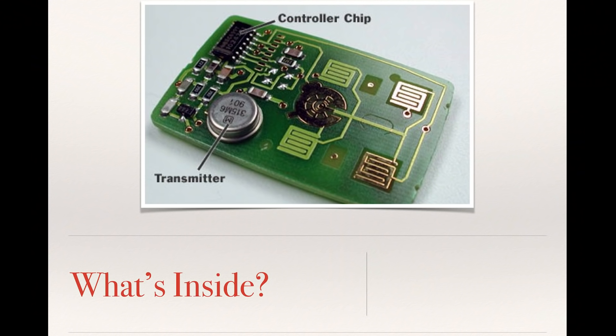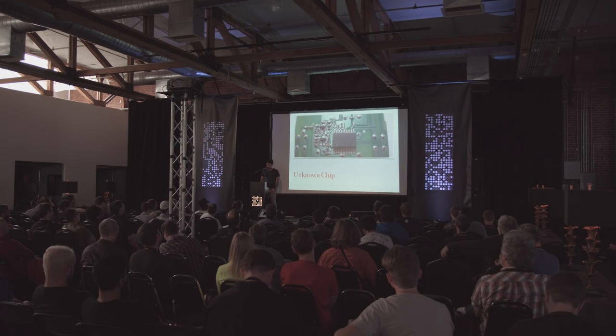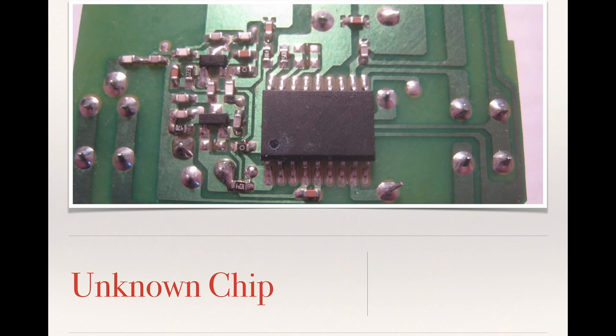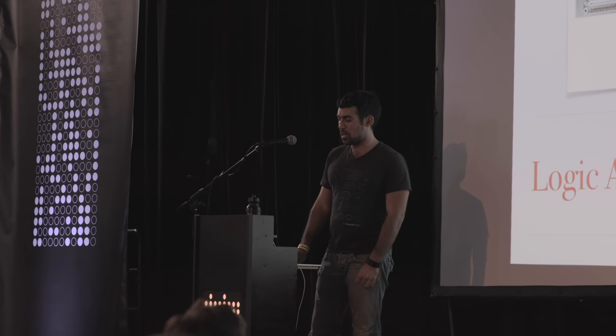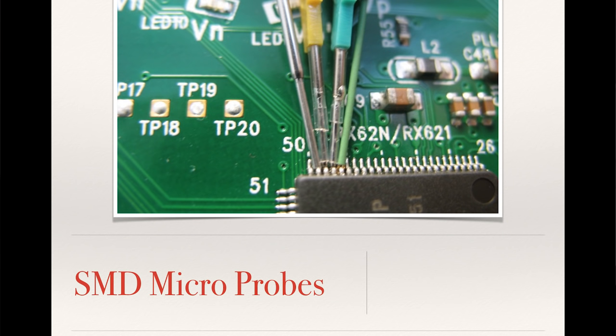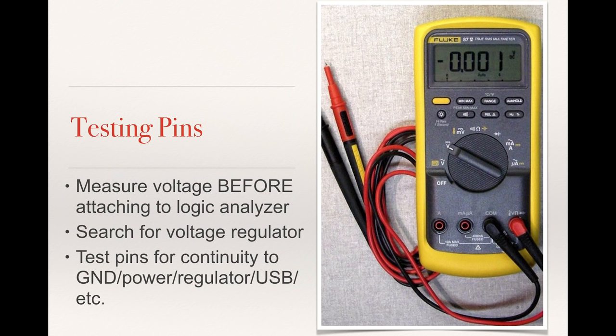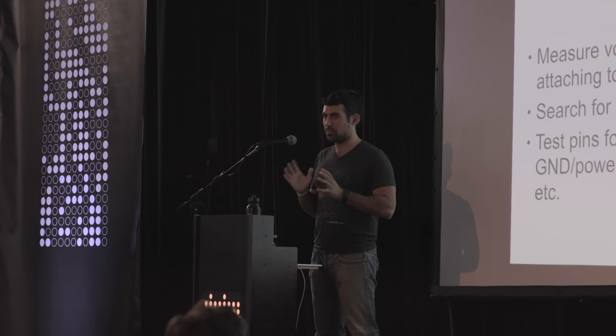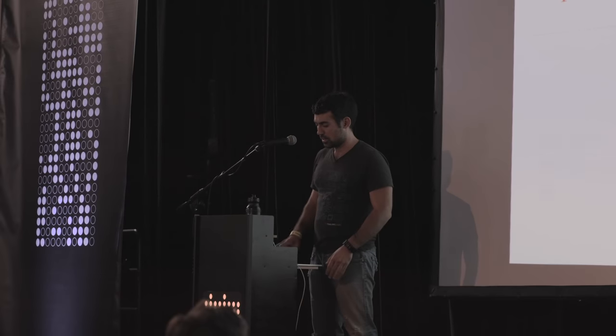What I do is tear it down, open up the device, and look at what's inside. If you're dealing with something that you don't know, in some research I end up with a chip that has no markings. If you want to figure out what it does, you'll probably need a logic analyzer for this. And SMD microprobes are extremely useful for analyzing chips with really small pitch pins. A multimeter is another tool that I constantly use for measuring voltage.